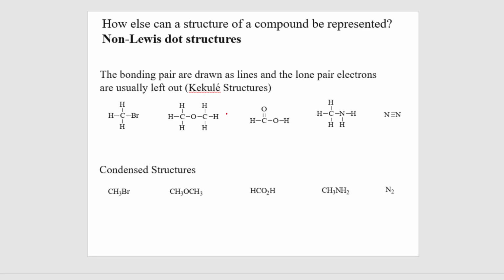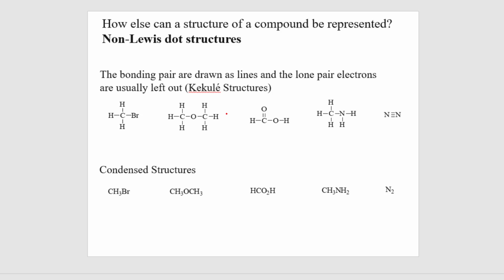How else can a structure of a compound be represented? We will use Lewis dot structures, but there are also other ways to represent a molecule. One of them being Kekule structures. And as you can see, these are as written.